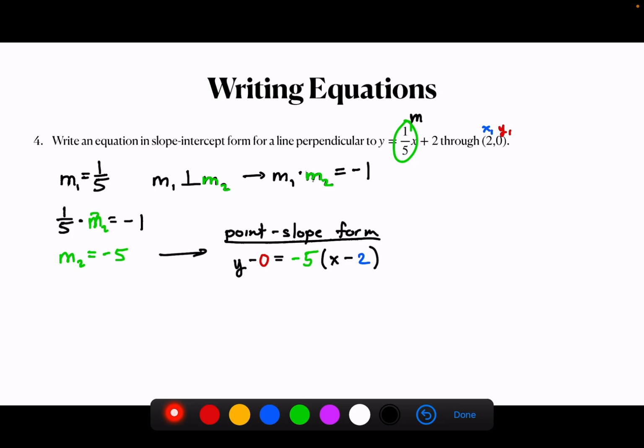There we go. Let's simplify. y equals -5 times x minus 2. And let's distribute. y equals -5x plus 10. And so therefore the line that is perpendicular to this line is going to be y equals -5x plus 10.